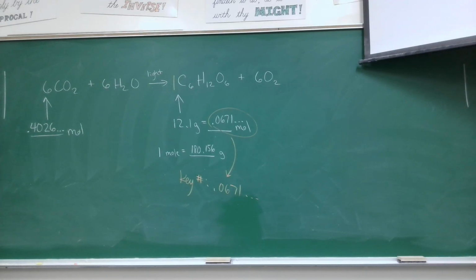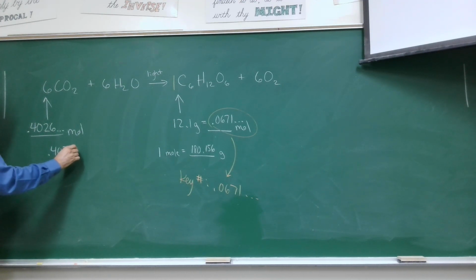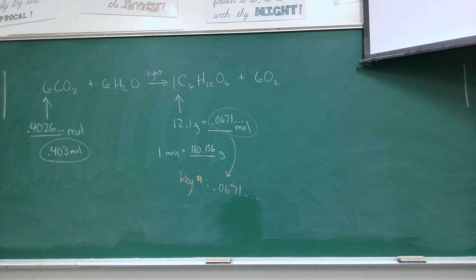Hold it together. All right, so going to 3 sig figs, our answer should say 0.403 moles. That's our answer to part A. Did anyone have that answer for part A? Okay, does it make sense now?